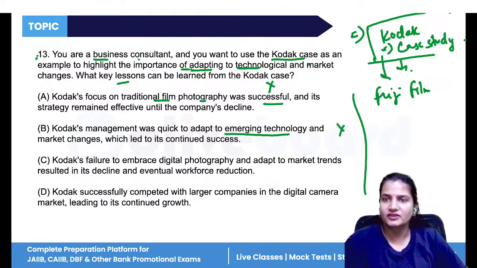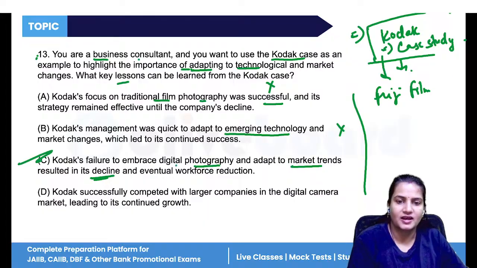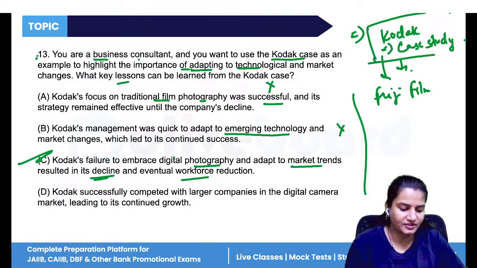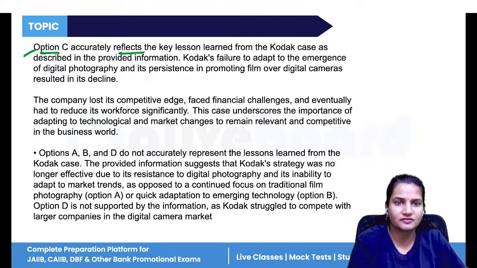Kodak company was busy in acquiring Fuji films, and so it led to the deterioration of this company. So Kodak's failure to embrace digital technology and adapt to market trends resulted in its decline. Yes. And so the workforce also reduced, the profit also reduced, everything declined at that time. So option C is the correct answer. Okay, so option C accurately reflects this.